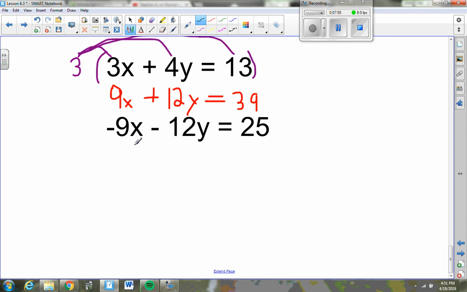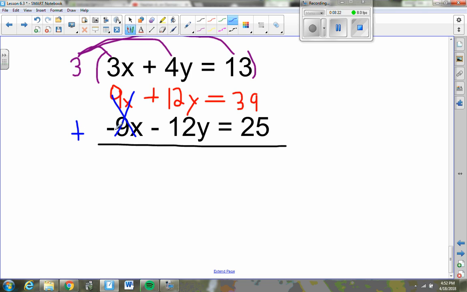And I can now eliminate my x variables, a positive 9x and a negative 9x. I can get rid of those by adding together these two equations because they have different signs but the same number. Different signs means I add. When I do that, my x's go away because that's what I was trying to do. 9 plus negative 9 is nothing.